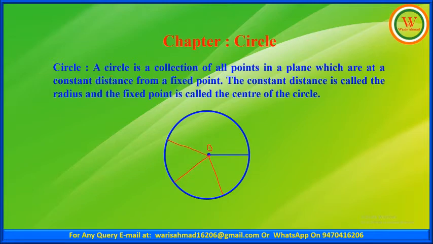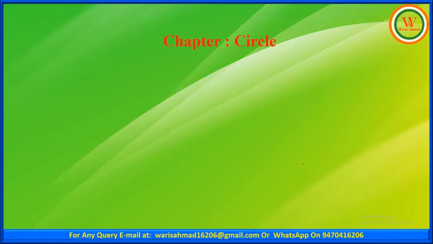So according to the definition, a circle is a collection of all points in a plane which are at a constant distance from a fixed point. It means the distance of its edges are constant from this fixed point center. Now let us have the next point, secant.